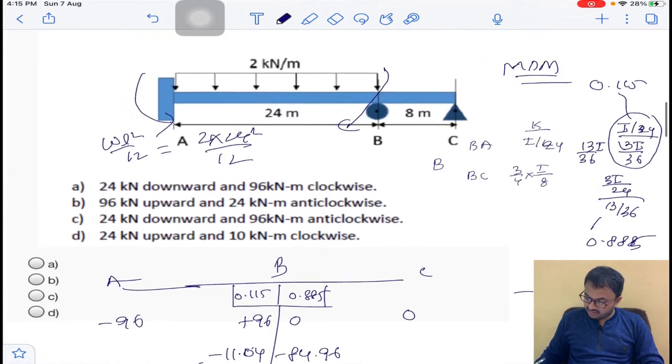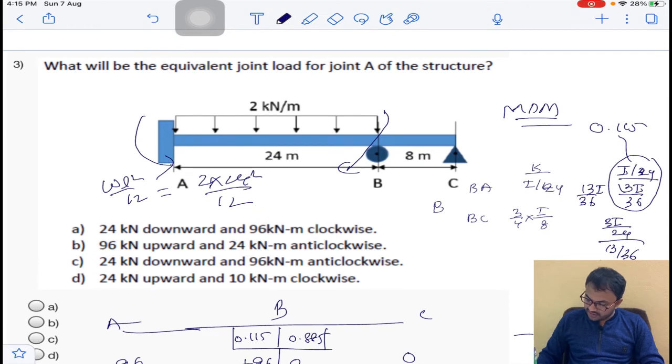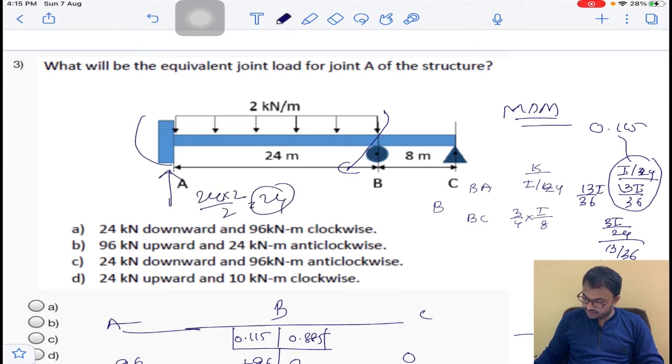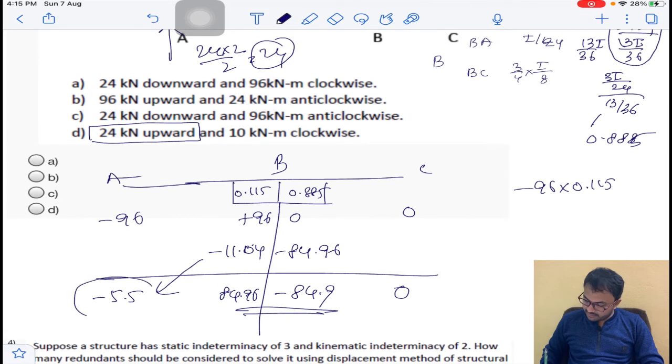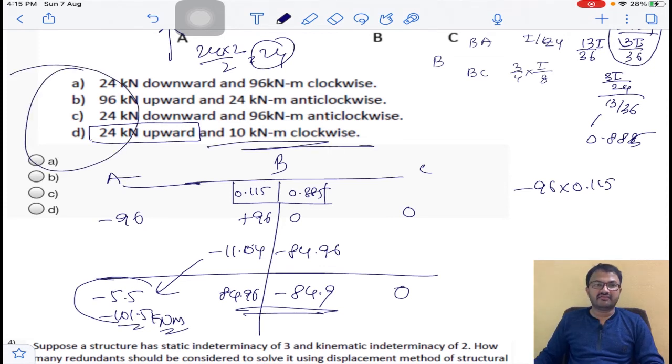What are all the options? Out of this, 24 into 2, the equivalent load here is the supporting load upward, 24 into 2 divided by 2, which is 24 upward. The remaining values are downward or upward. And here the moment will become 96 minus 5, that is minus 101.5 kilonewton meter. Minus means it is anti-clockwise. So there is no matching option. I didn't have a proper option in this one. This is the way to solve the problem.